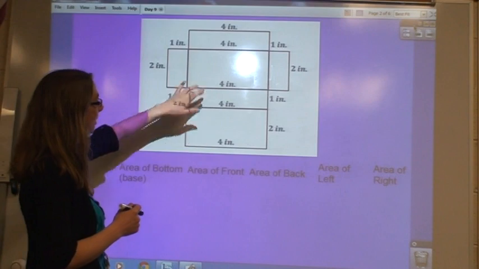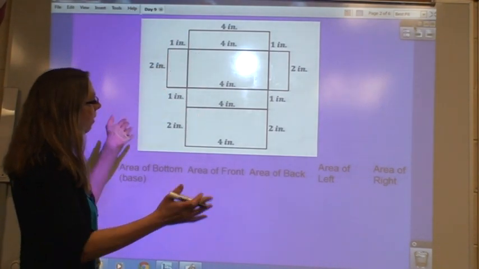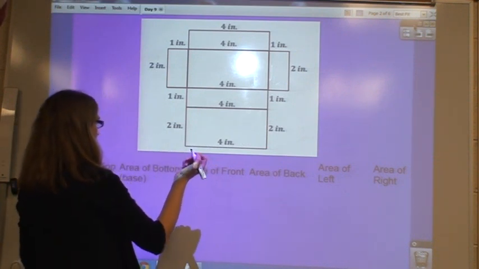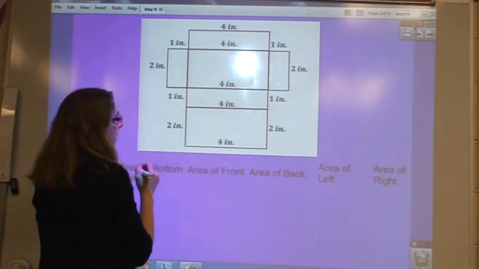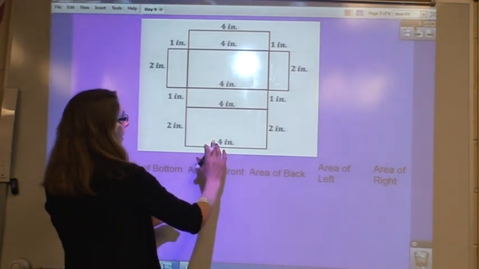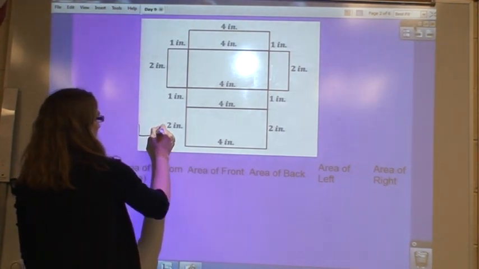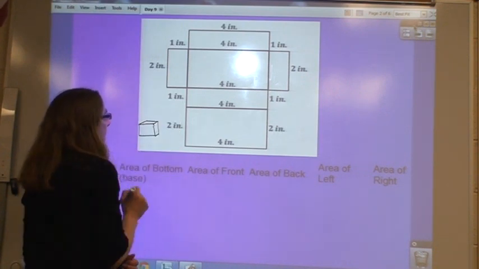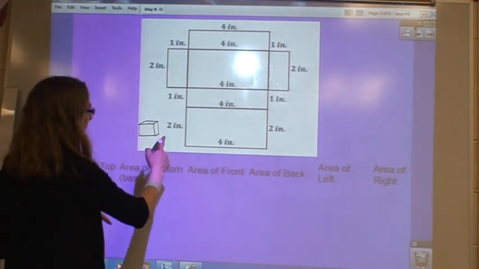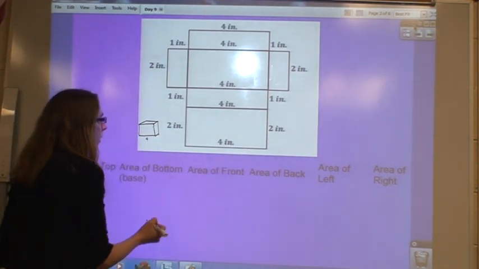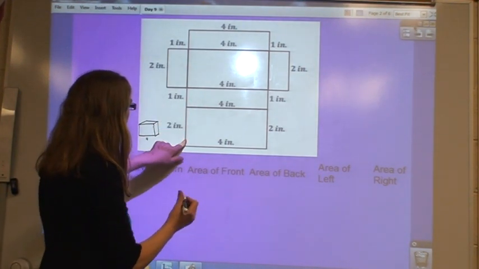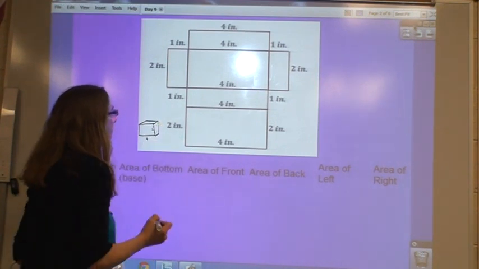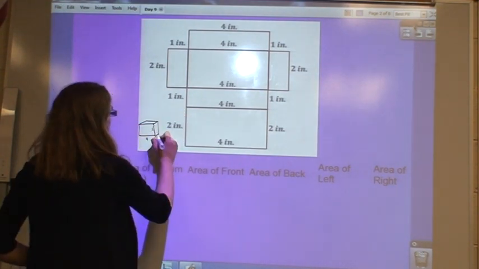So depending on how you see this, one of these two is going to be the top, because when you fold it, you're going to end up with different things going on. So I'm going to go ahead and label the length and the width and the height of this thing. If I'm thinking of folding it so that it looks like this, then the base right here is 4, and this 2 inches, when I fold it up, is going to be how tall it is, and this 1 inch is going to be how deep it is.